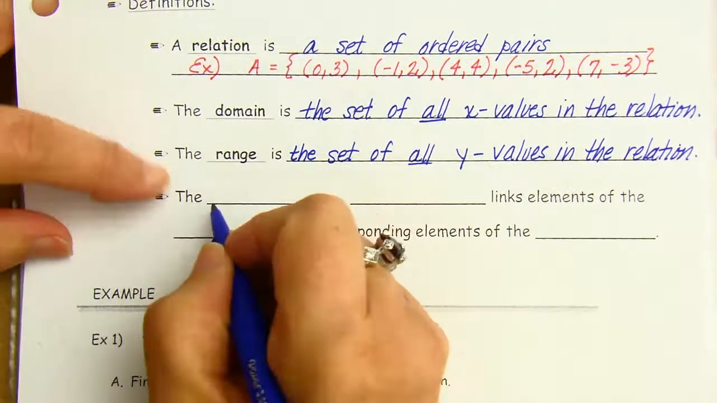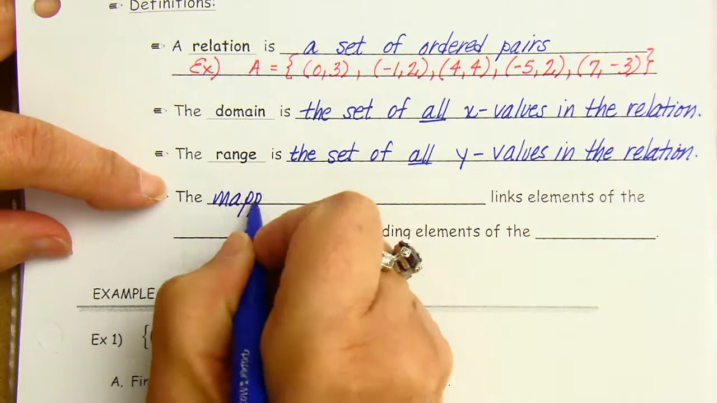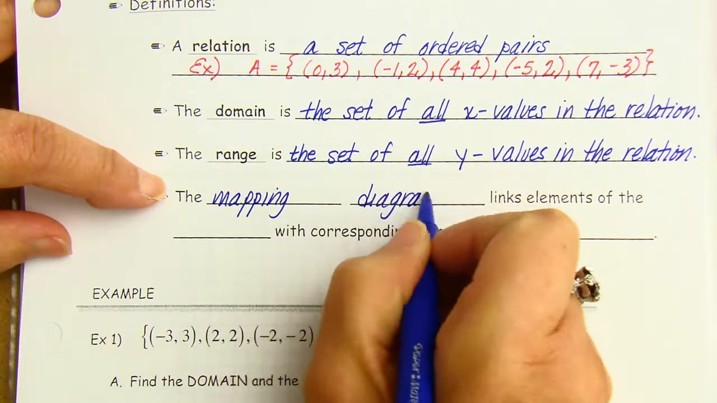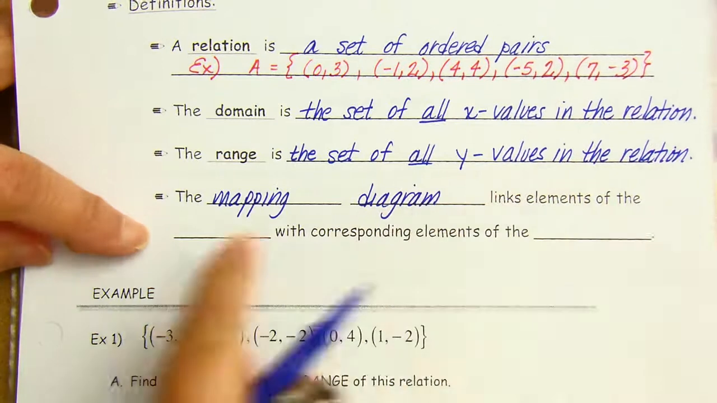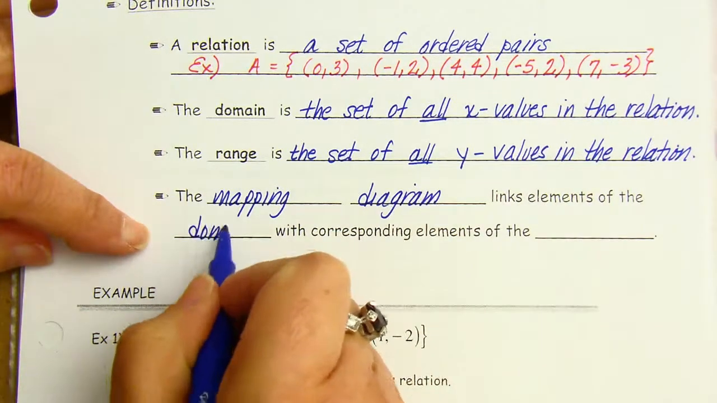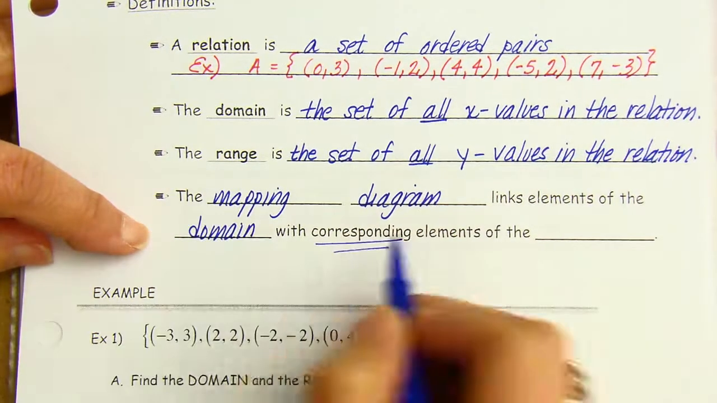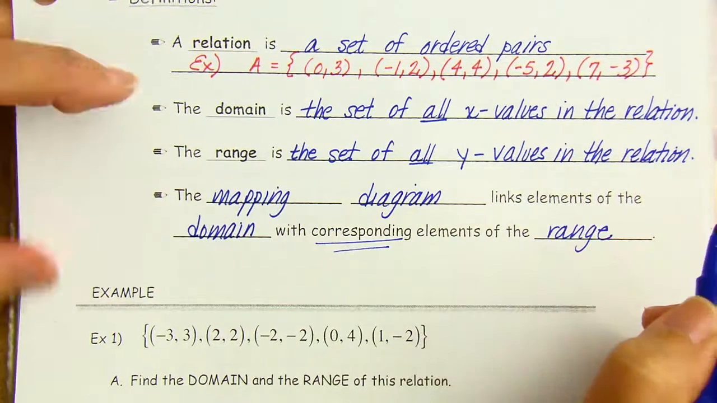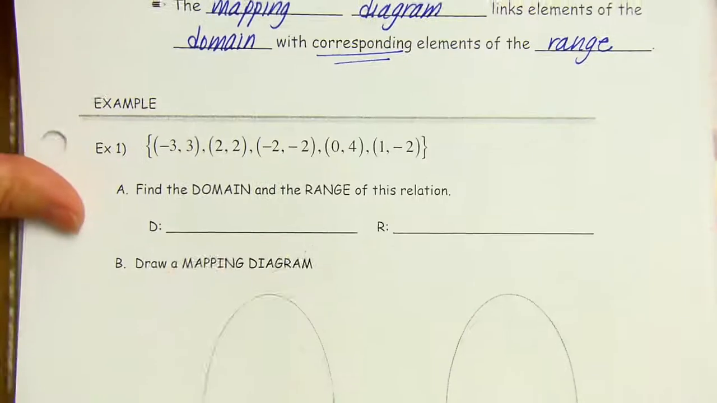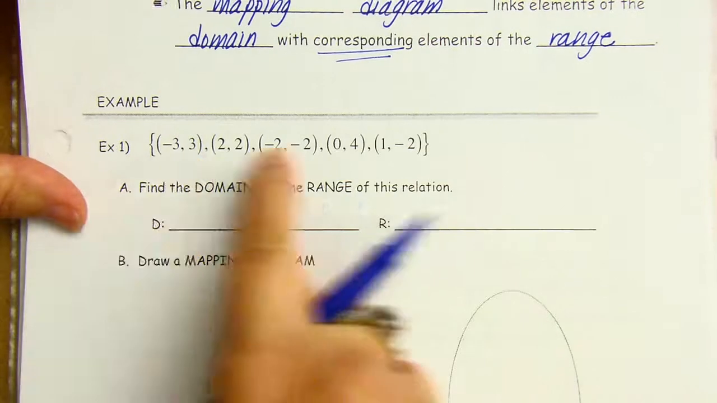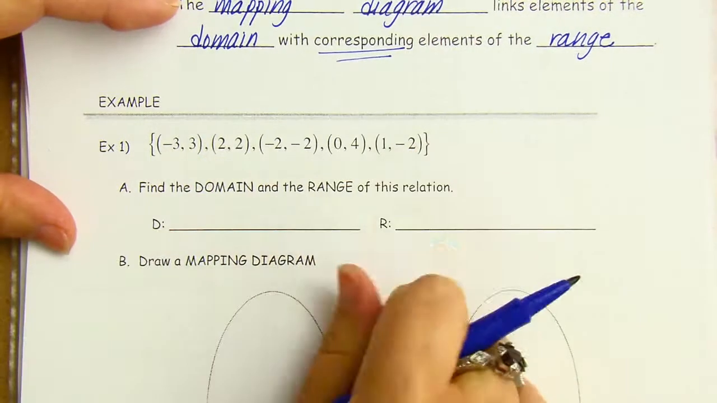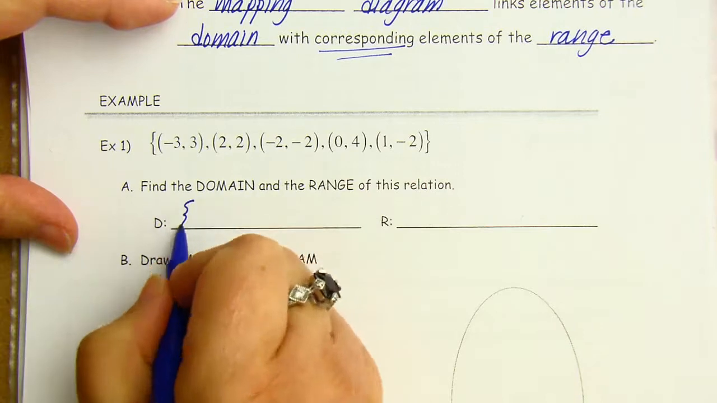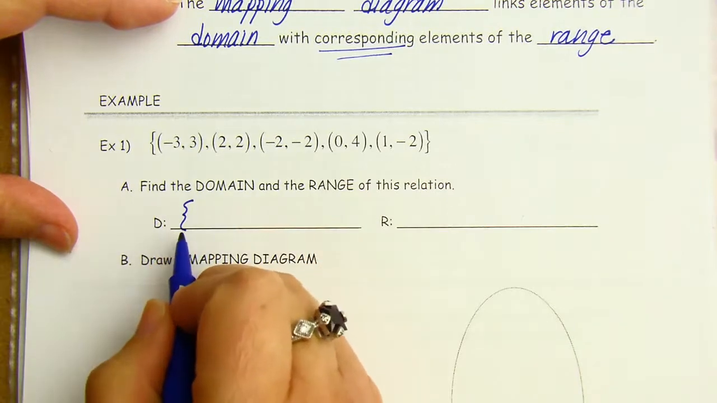We're going to talk about a mapping diagram. So the mapping diagram links elements of the domain with corresponding elements of the range. So, for example, here we have a relation. It's a set of ordered pairs. We're going to find the domain and the range of this relation. You must use these curly braces, okay, because this is a set.